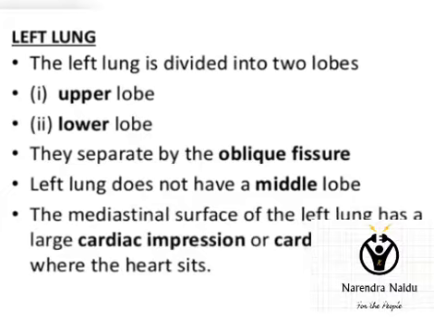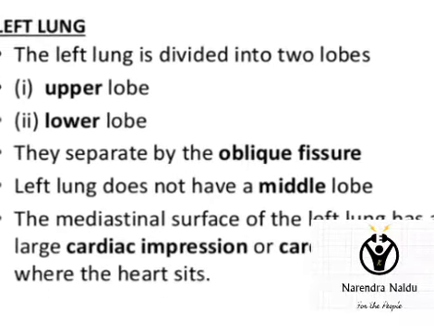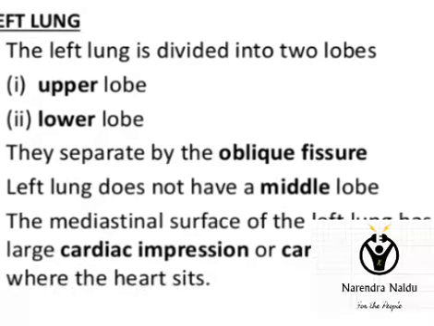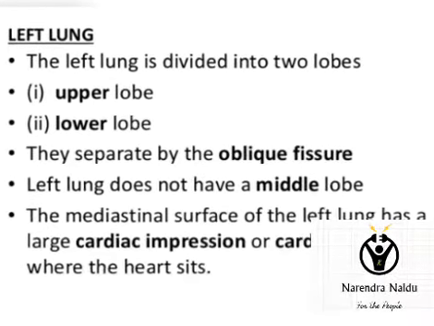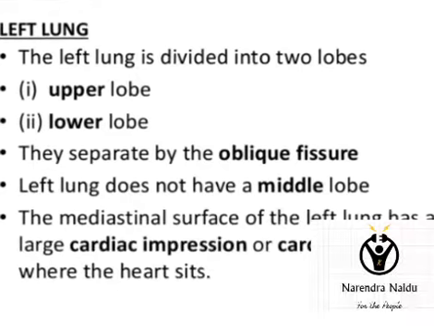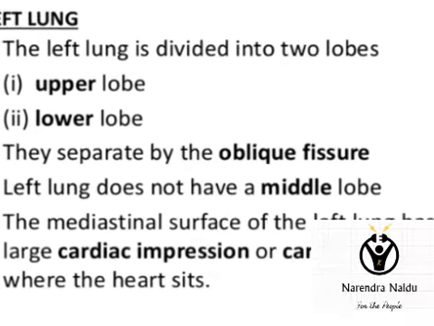Next, the left lung is divided into two lobes. They are the upper lobe and lower lobe. They are also separated by an oblique fissure, and the mediastinal surface of the left lung has an importance in that this surface contains the cardiac impression. This cardiac impression is where the heart of a human being sits.